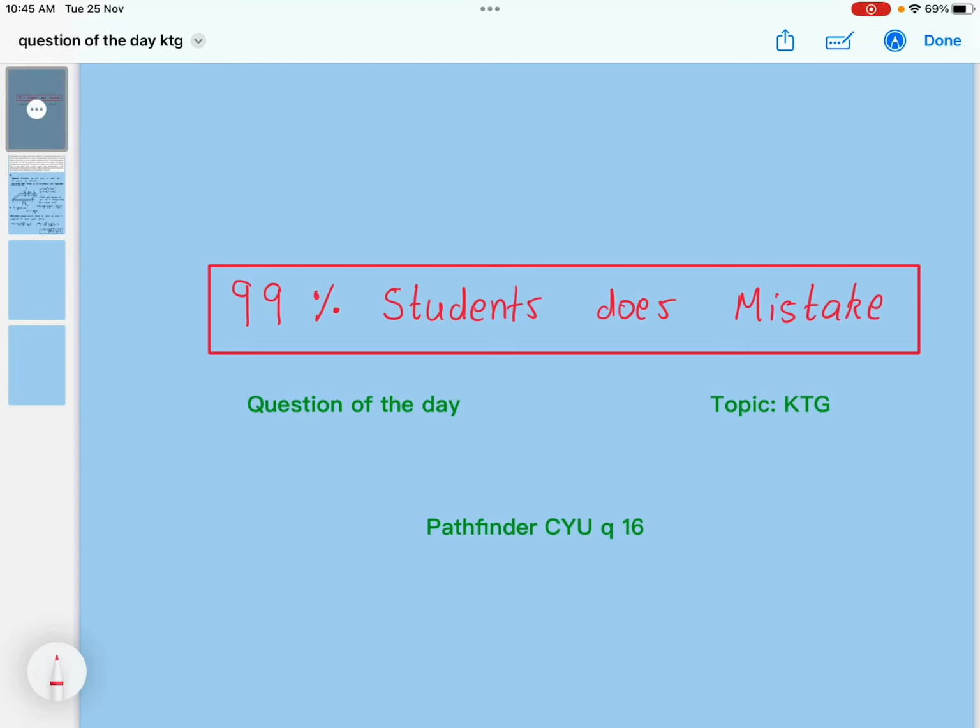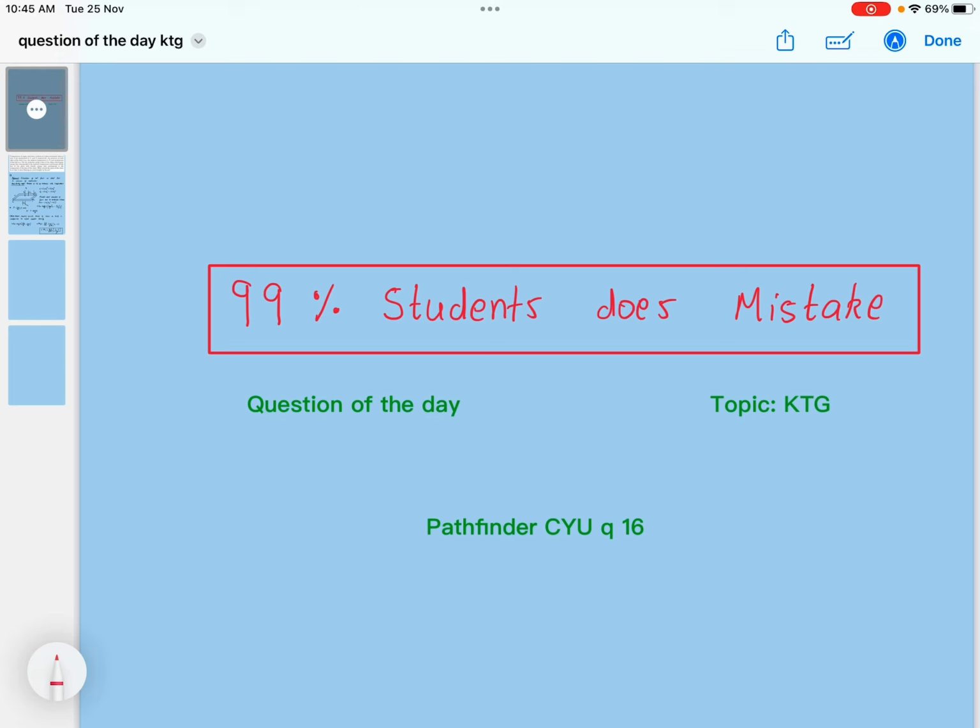Hello, my dear students. Today's question is one in which 99% of students make a mistake. Yes, I have observed it. Every year I discuss this question. Whenever I give it to students to solve, I have observed that 99% make a mistake. It is a very important question from the topic kinetic theory of gases, from Pathfinder, Check Your Understanding question number 16.